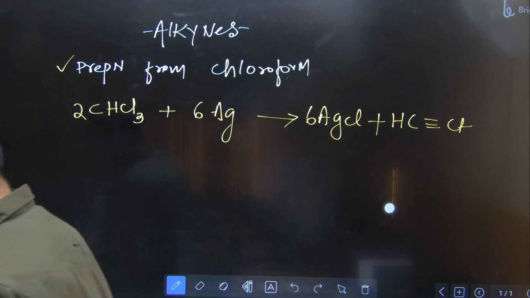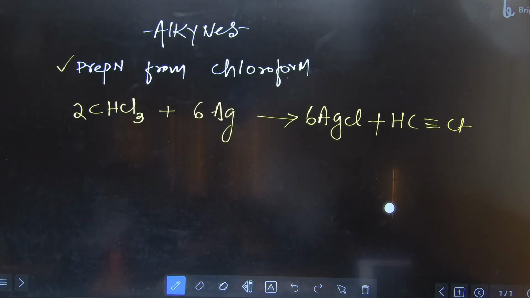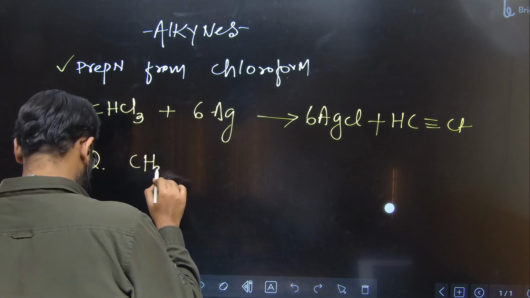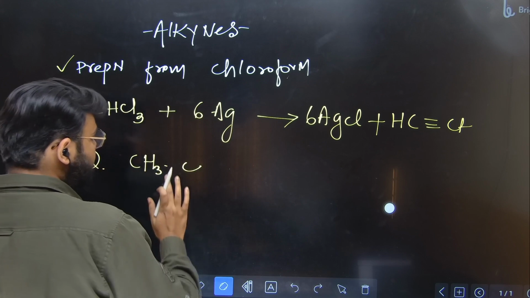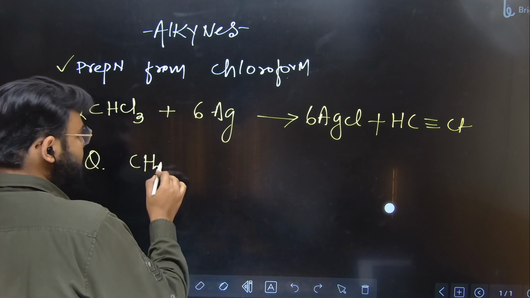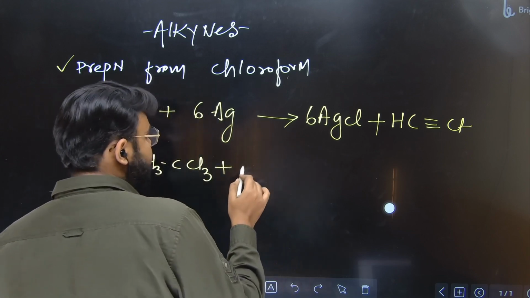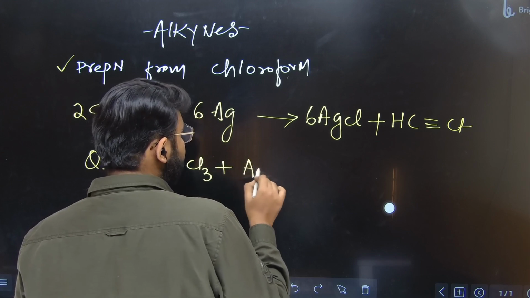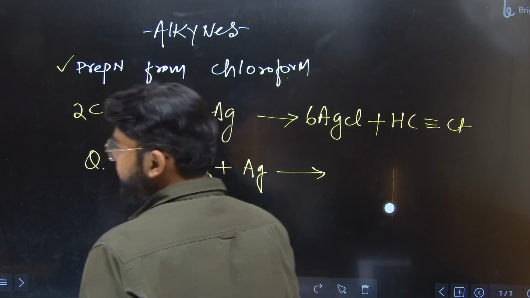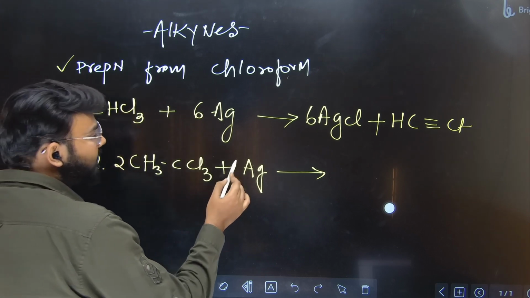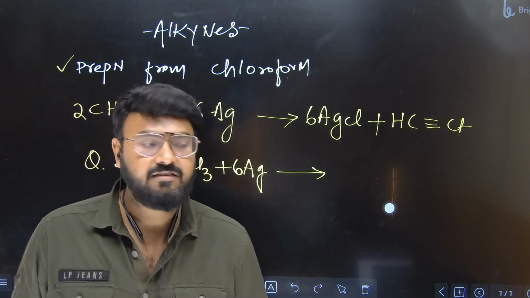All right. So guys, let's do one question. I want you all to do one question. This question you should solve, guys. The question is CH3CCl3 plus Ag. Guys, write it down. What will happen? Everyone, please write it down. It's very easy. Remember, again, there are 2 moles, so it will balance 6. Now tell me what is the answer you will get, everyone?